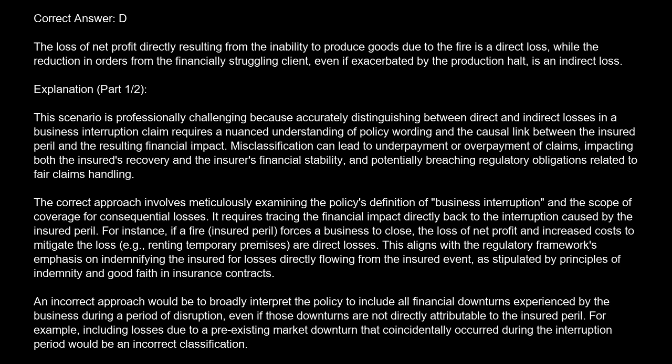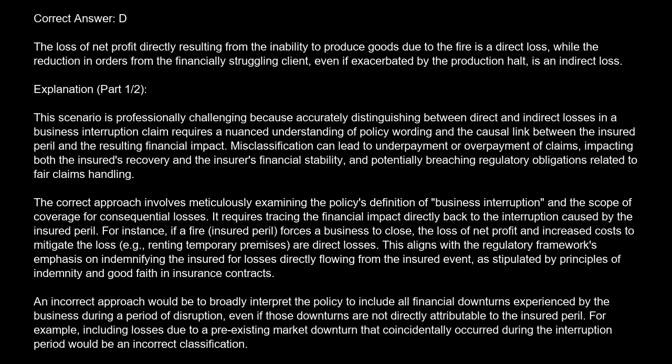The correct approach involves meticulously examining the policy's definition of business interruption and the scope of coverage for consequential losses. It requires tracing the financial impact directly back to the interruption caused by the insured peril. For instance, if a fire, an insured peril, forces a business to close, the loss of net profit and increased costs to mitigate the loss, e.g., renting temporary premises, are direct losses. This aligns with the regulatory framework's emphasis on indemnifying the insured for losses directly flowing from the insured event, as stipulated by principles of indemnity and good faith in insurance contracts.